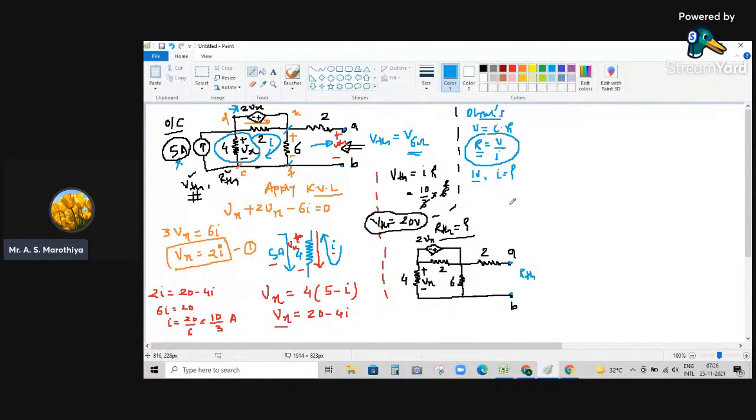Once we know the value of current, simply take the ratio of V by I to calculate the value of R, and that R is going to be equal to RTH. So if you apply this logic, what do we need to do?